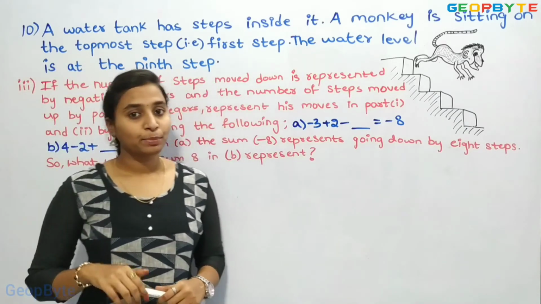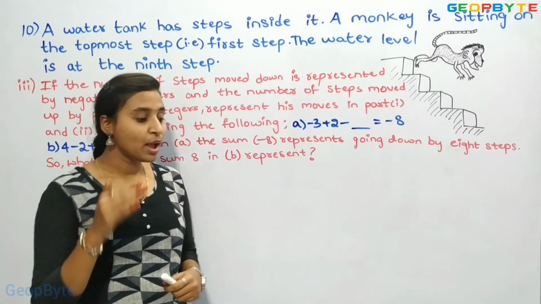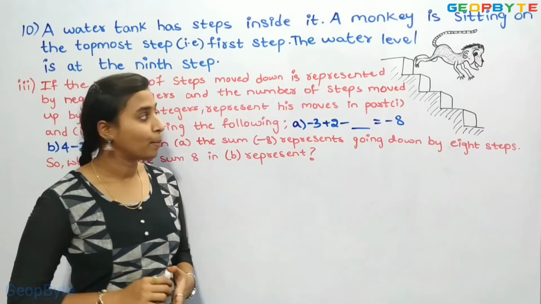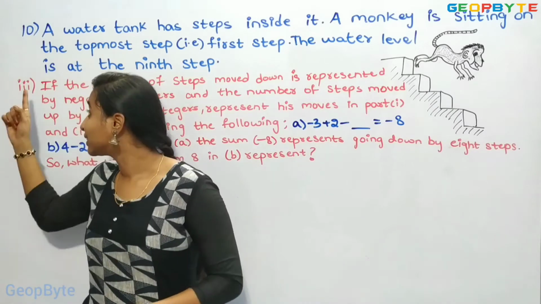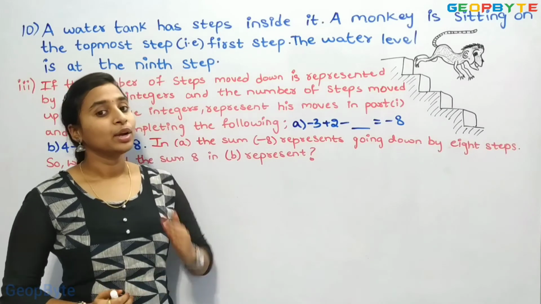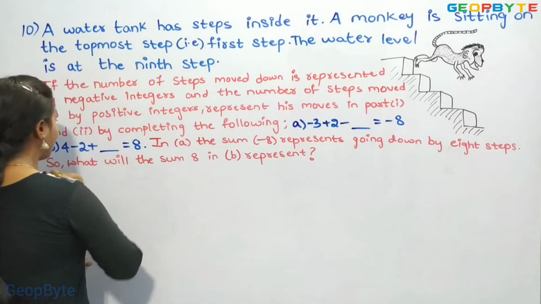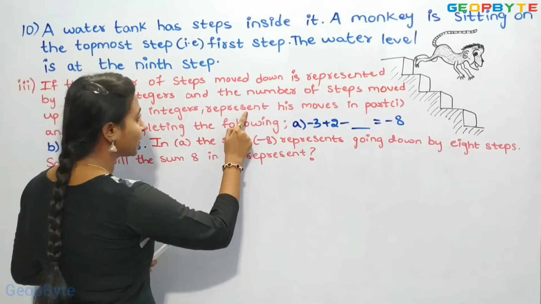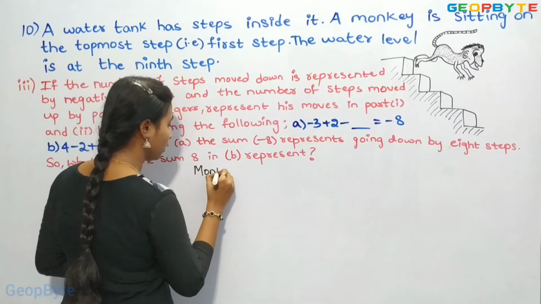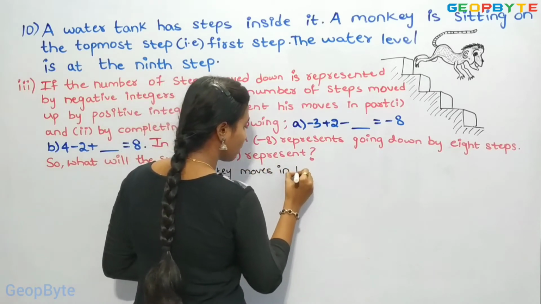As you know, in previous parts, part 1 and part 2, we have represented moving down as positive and moving up as negative. But in this third part, they have given that moving down is negative and moving up is positive. Also given two cases A and B and asked to represent his moves. Monkey moves in part 1.